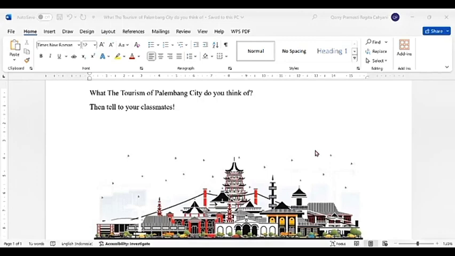Beyond its historical significance, Siguntang Hill is also known for its panoramic view over Palembang, making it a popular spot for locals and tourists alike, especially during sunrise or sunset. The tranquil atmosphere provides a contemplative space for visitors to reflect on the history and cultural heritage of Palembang. So I think that's all about the Siguntang Hill. Thank you very much for your great attention. Bye bye.